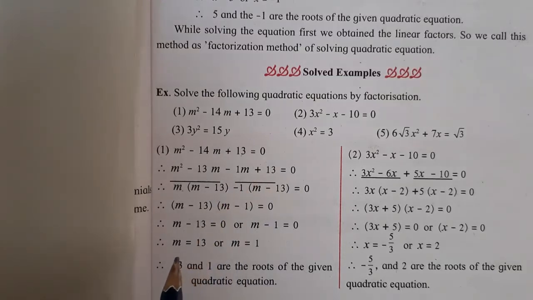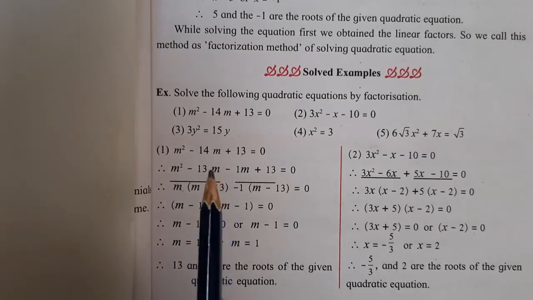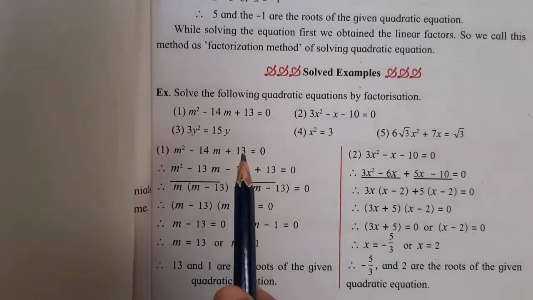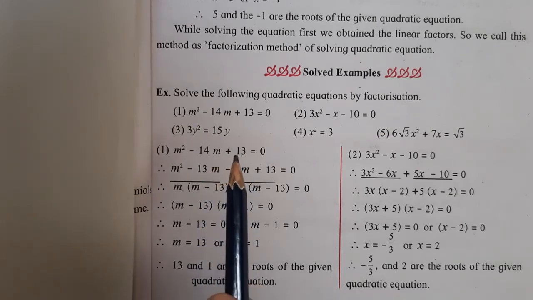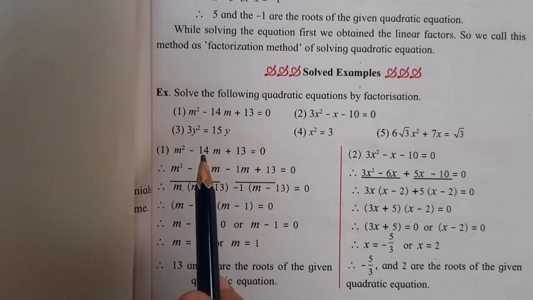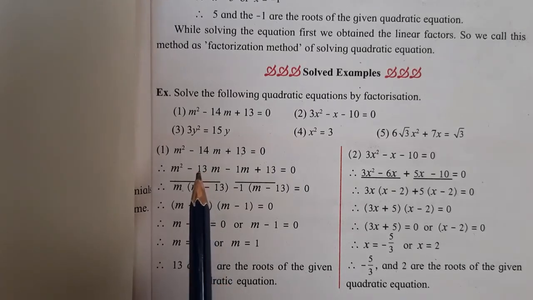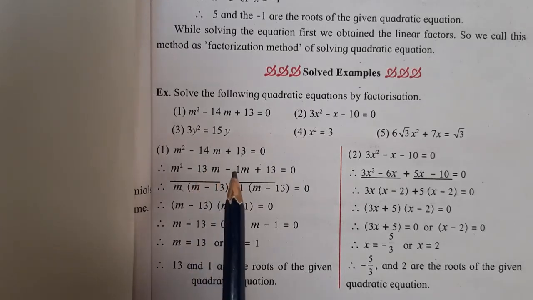After writing this in the general form, we have to find the two linear factors. When we find the two linear factors, at that time we have to take the product of the last term and sum of the middle term. That means we have to find two numbers in such a way that their product is 13 and their sum equals minus 14. Now when we find the two numbers, we get the numbers minus 13 and minus 1.